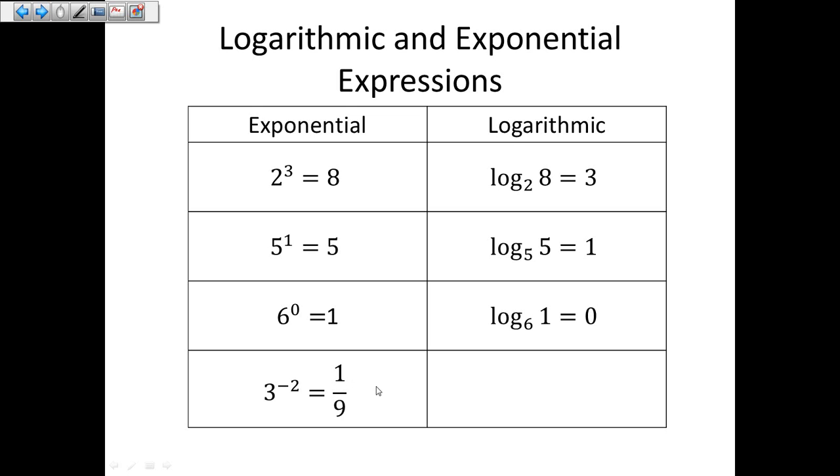Here's another one. What's that logarithmic expression going to look like? Well, the log base 3 of 1 over 9 is equal to negative 2. The point behind showing this one is to show you that logs can equal negative numbers. As a matter of fact, whenever the base is a whole number and the number inside the log is a fraction or a decimal, you'll always get a negative answer.